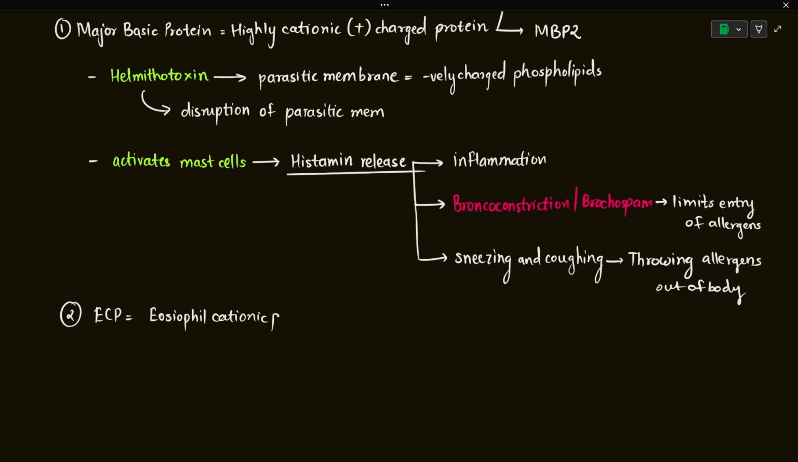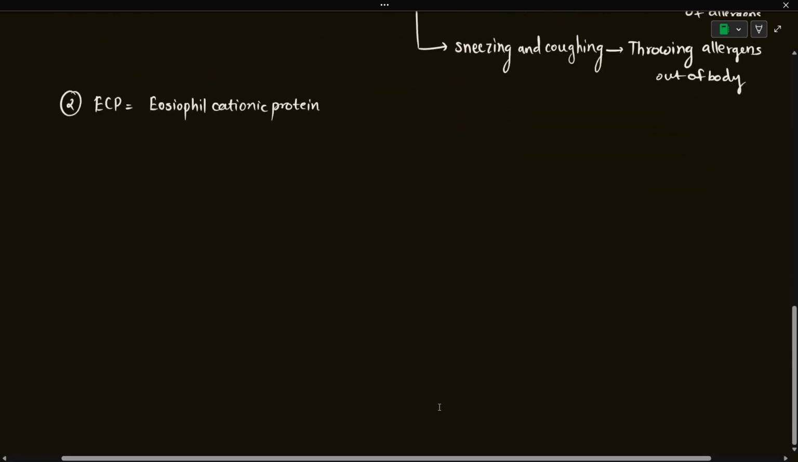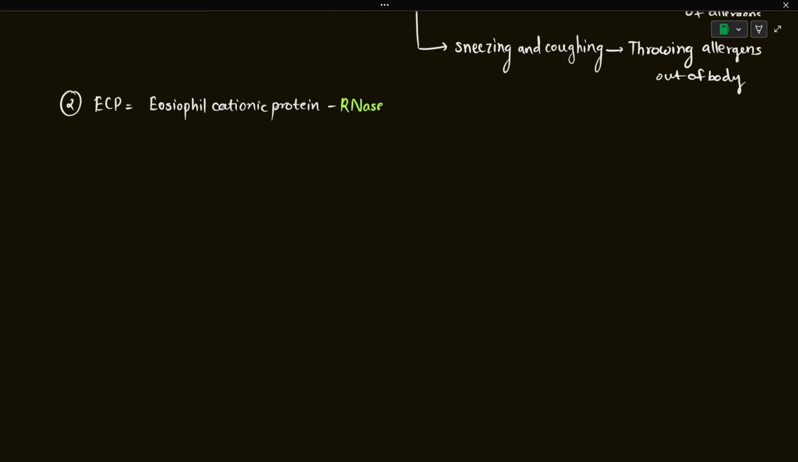This eosinophil cationic protein is a member of the RNase A superfamily. So this is a ribonuclease, meaning it is going to cleave the RNA. So it will be very beneficial against the viruses which have RNA as their genetic material. This is how the ECP has antiviral property, effective against the viruses with RNA as their genetic material.